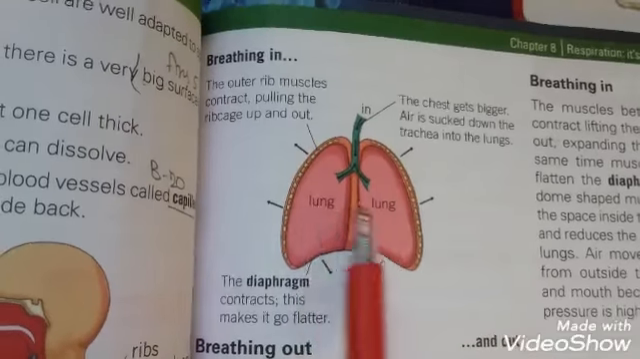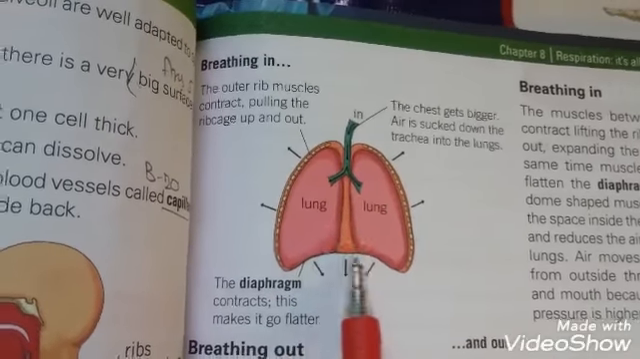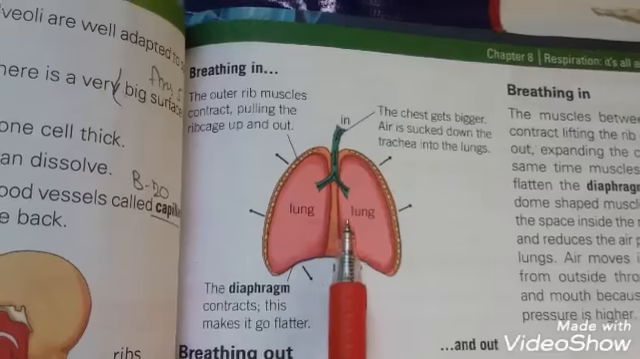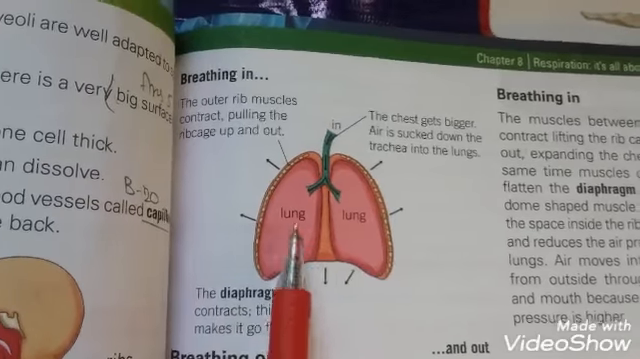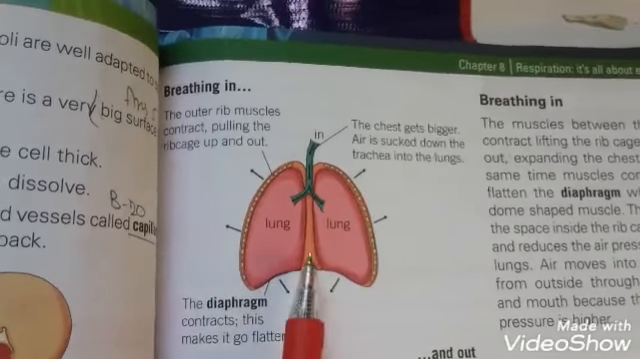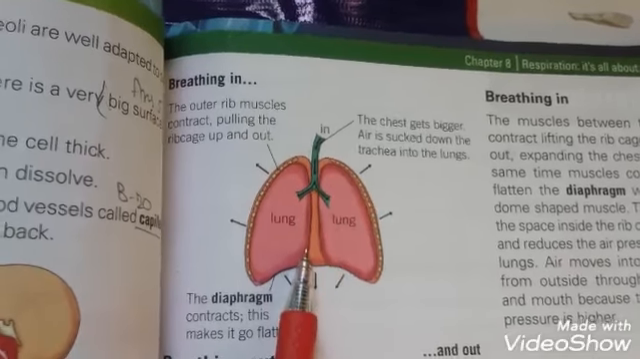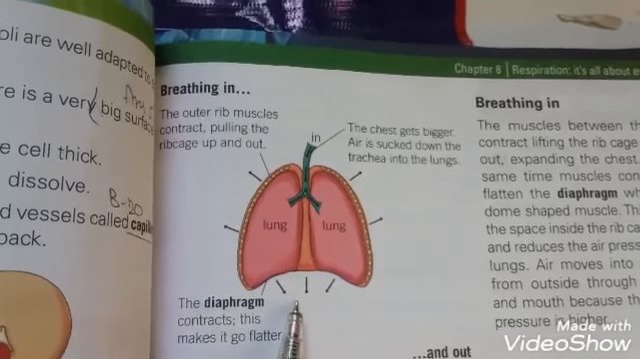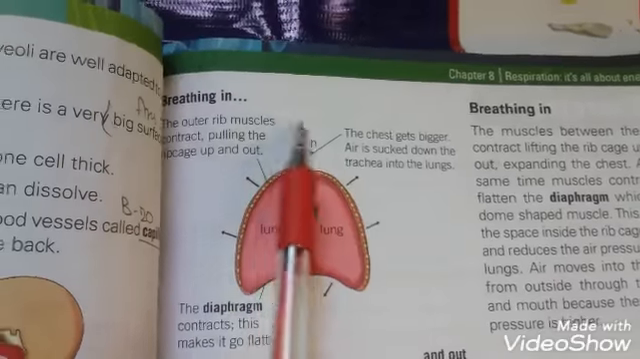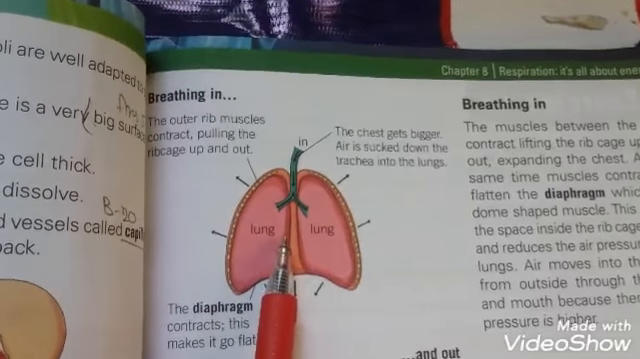Breathing in, the muscles between the ribs contract, lifting the rib cage up and expanding the chest. At the same time, muscles contract, flattening the diaphragm, and this makes the space inside the rib cage bigger and reduces the air pressure inside the lungs. Air moves into the lungs from the outside, and this is known as breathing in.